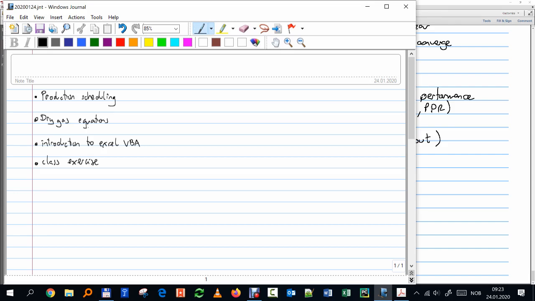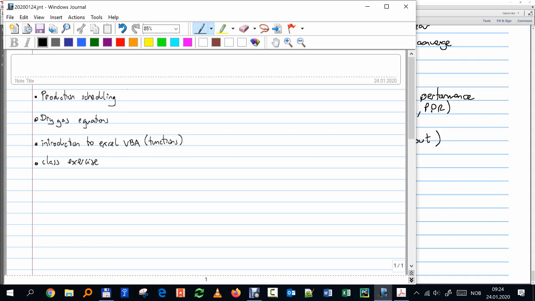Then we have to know a bit about, you're not going to do everything from scratch in Excel, but we already have a series of functions that you're going to use. So we have to give a short introduction to VBA, and then we do the exercise, hopefully by the end of the lecture. Let's hope that we manage.